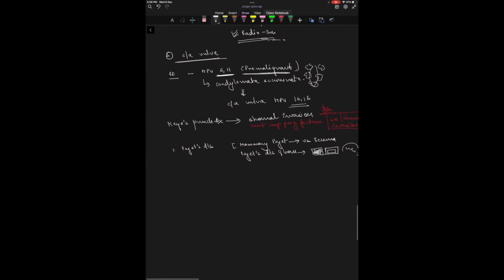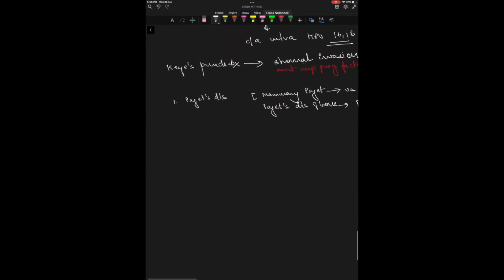Let's talk about Paget's disease of vulva. This is the most common extramammary Paget's. Okay, just remember the mammary Paget's. This is not associated with any underlying cancer, that is, it is not pre-malignant. Although, I'm sorry, my English is not supporting me right now.